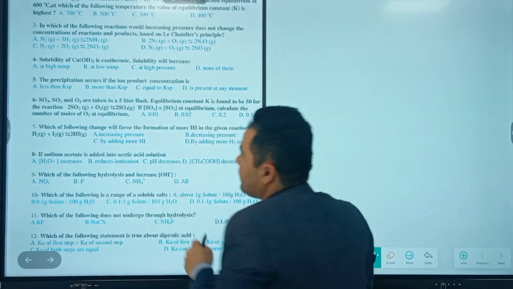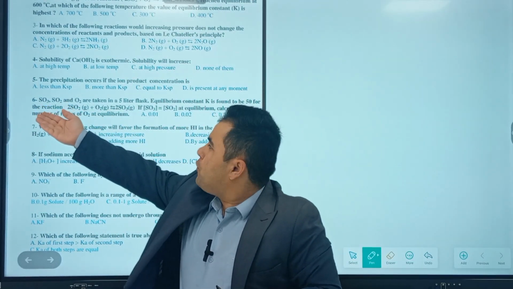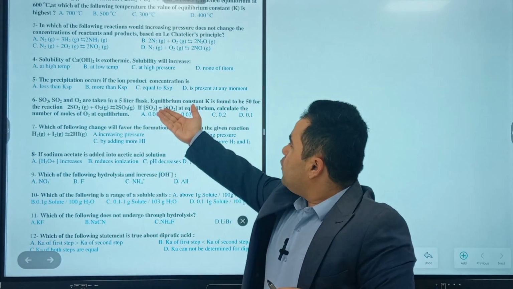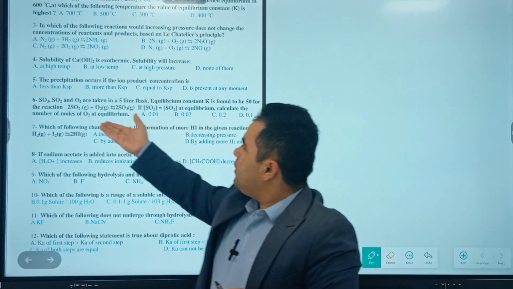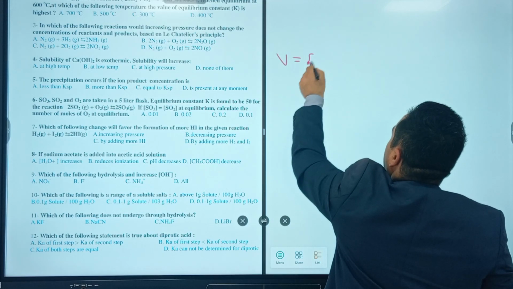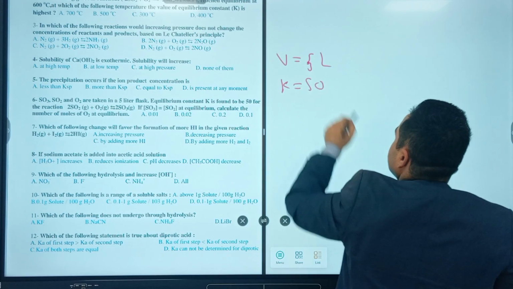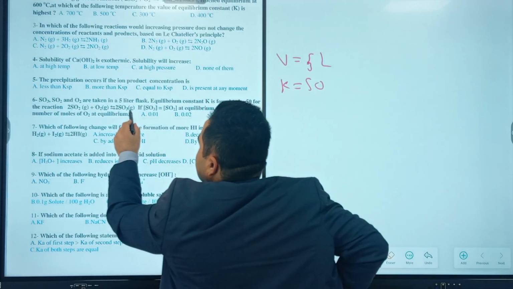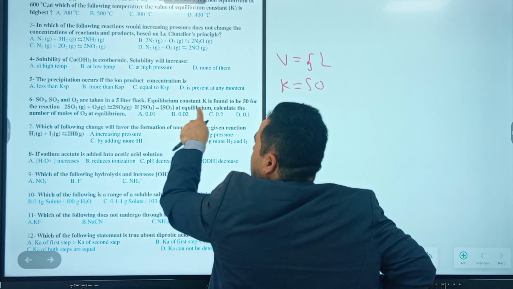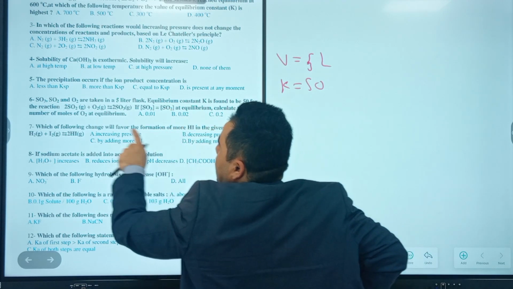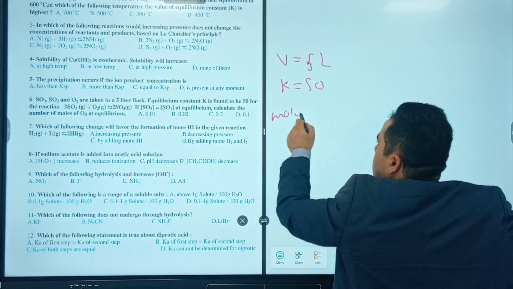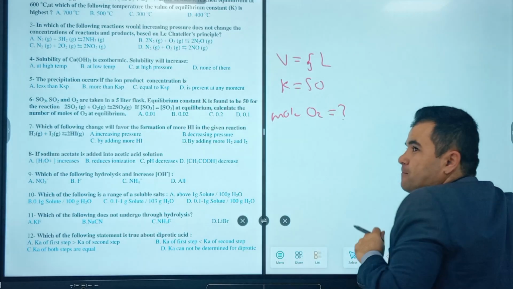SO3, SO2 and oxygen are taken in a 5-liter flask. The equilibrium constant K is found to be 50 for the reaction. Let me write those. The volume is 5 liters. The K is 50. The reaction is given. If the concentrations of both SO2 and SO3 are equal at equilibrium, calculate the number of moles of oxygen at equilibrium. Moles of O2 is the requirement, guys.